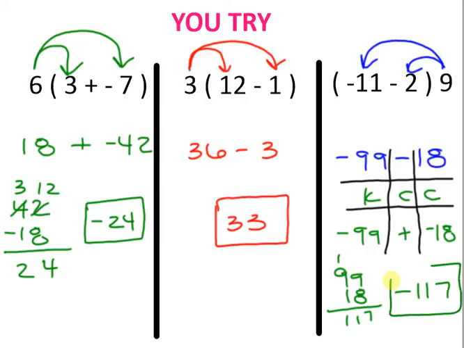All right, so for the first problem, you should have gotten negative 24. For the second problem, you should have gotten positive 33. And then for the third problem, you should have had to do your keep, change, change, and you should have gotten negative 117.